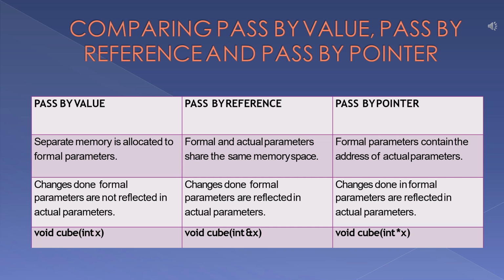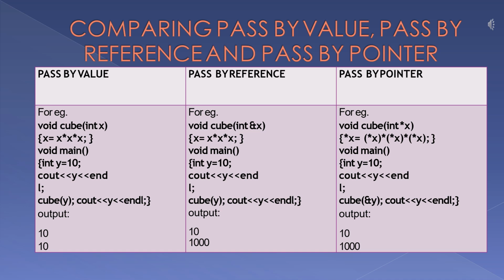In pass by pointer, you're passing it as address. So formal arguments will be pointing to the address of the actual arguments. Any change in the formal arguments will be reflected back in the actual arguments. So int star x is the pointer that points.